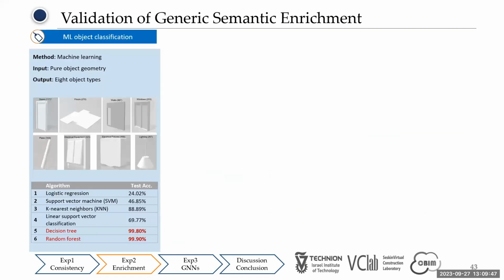Take a closer look at those tools. For object classification, we adopt machine learning algorithms. We constructed a data set which contains 8 different objects in the architecture and MEP domain. And then we apply different machine learning algorithms on the data set. It shows that the random forest has the best performance, achieving an accuracy of 99%.